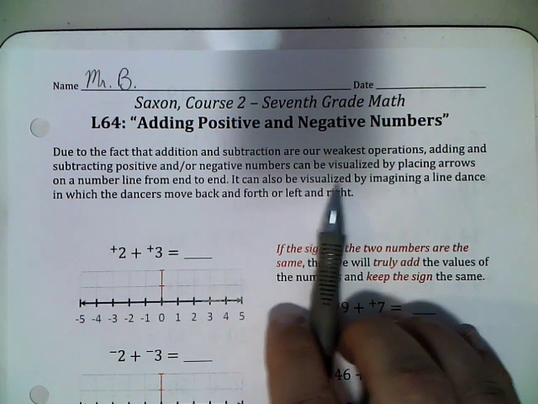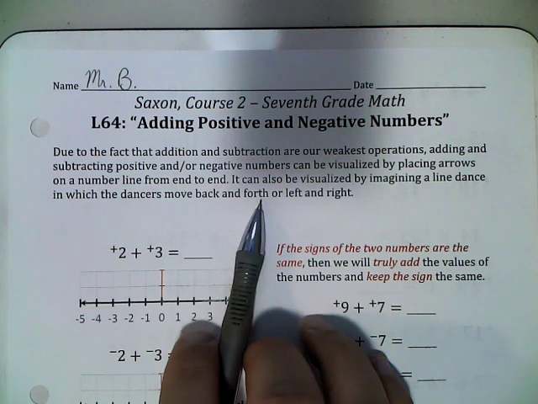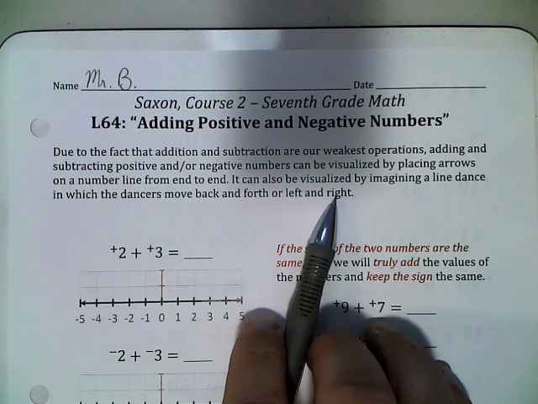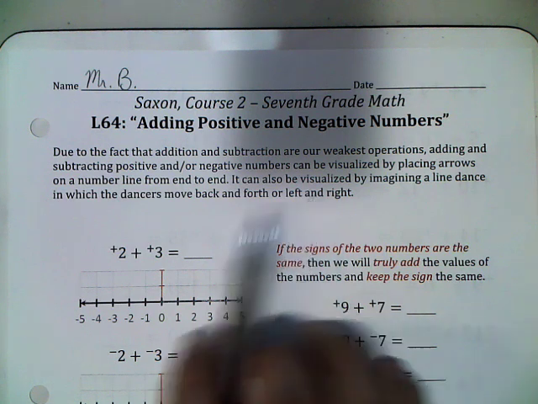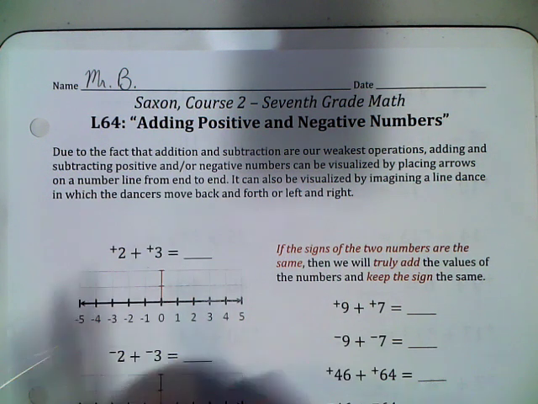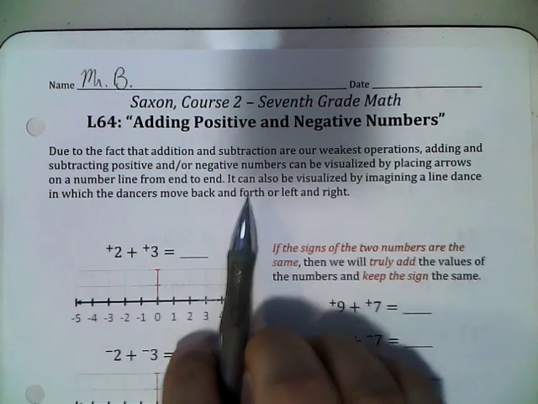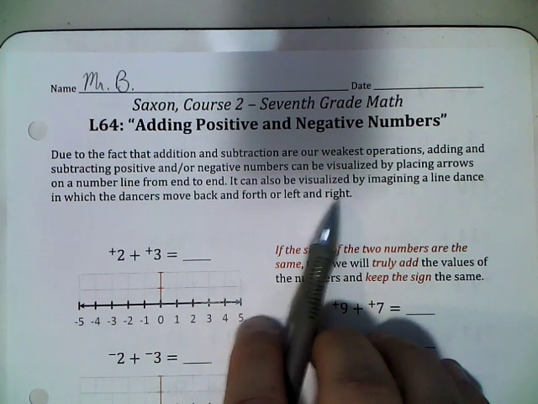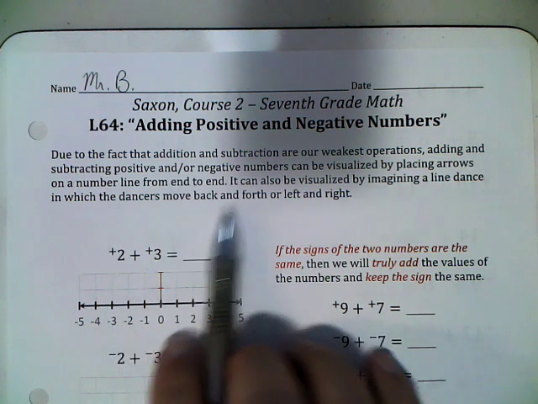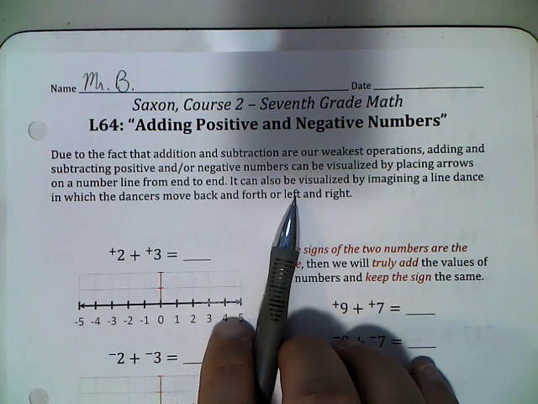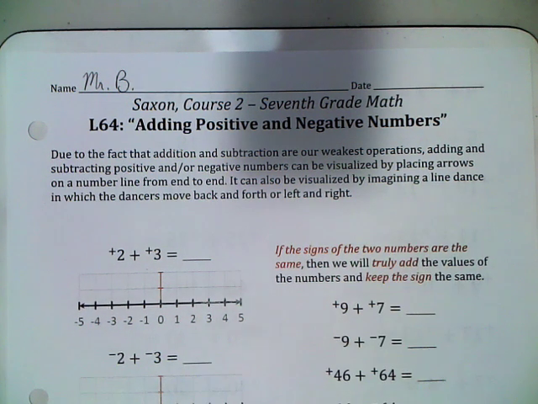It can also be visualized by imagining a line dance in which the dancers move back and forth, or left and right. Anybody ever seen people do a line dance, they tend to go back and forth. Now they also turn and move forward and backwards, but we're not going there. Mostly, let's think left and right. So if we take a certain number of steps left, and a certain number of steps right, we're going to end up so many steps, either on the left or on the right, from where we started.